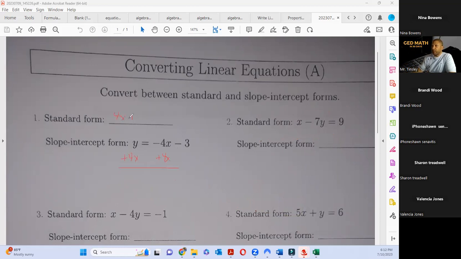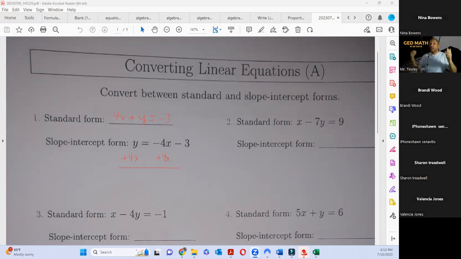4x plus y equals negative 3. Done. Easy money. So again, this is the type. Now I have assessments just like this on Schoology, but it's fine. If you have a worksheet, you should practice enough. But what you want to do is walk yourself through this process and say the steps.